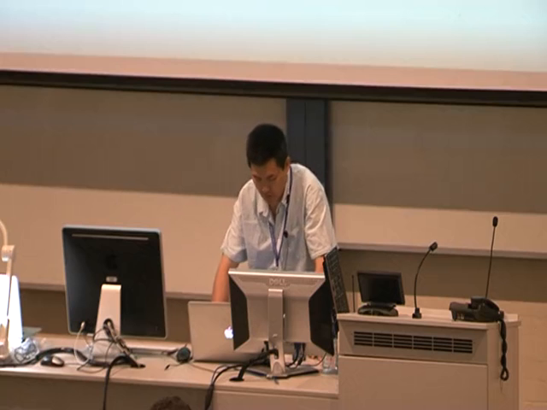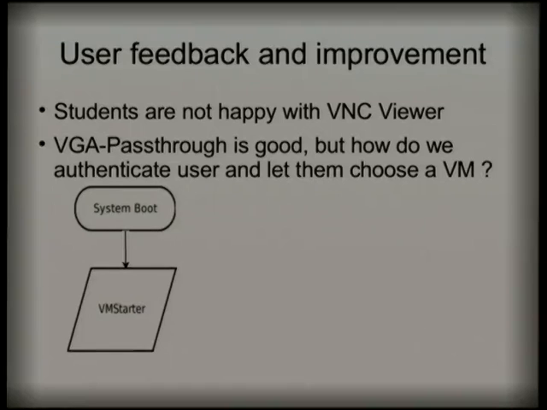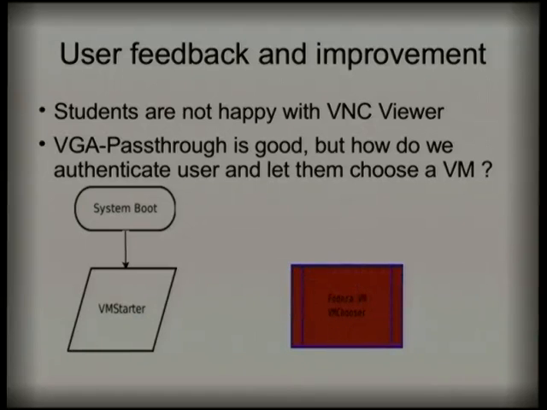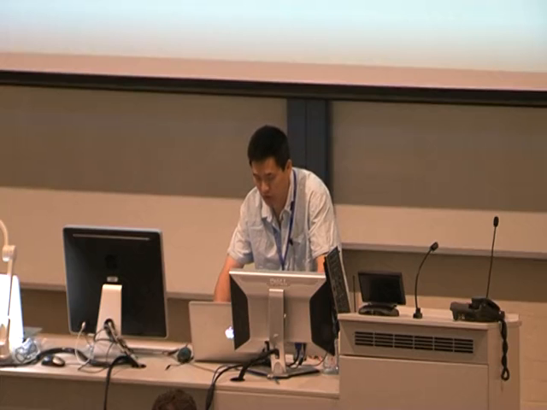The one problem with the VGA pass-through setup is how can we do the user authentication and let them choose the VM. The way we do it is we start a daemon at the host, which will check if there's any VM running. If there's none, we will put up a Fedora VM, which runs the VM chooser. Then the user can log into this Fedora VM, authenticate, and make a selection of the VM to run.